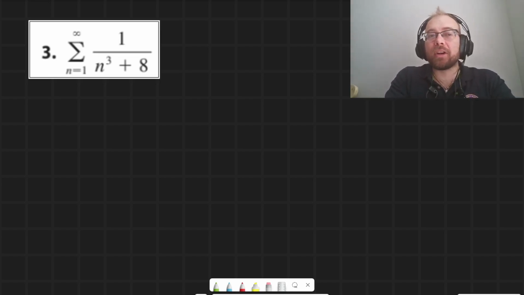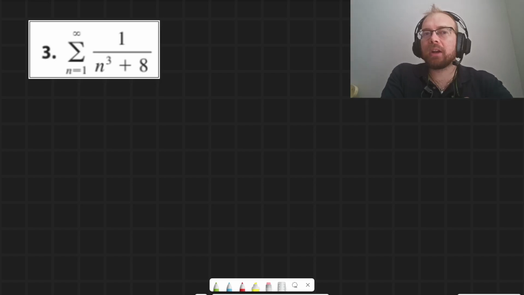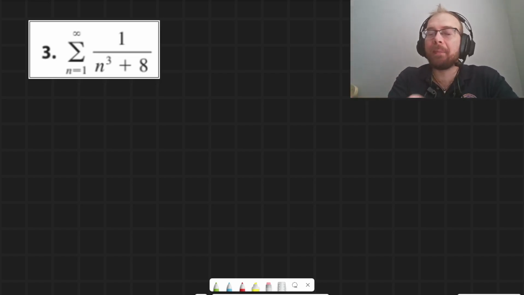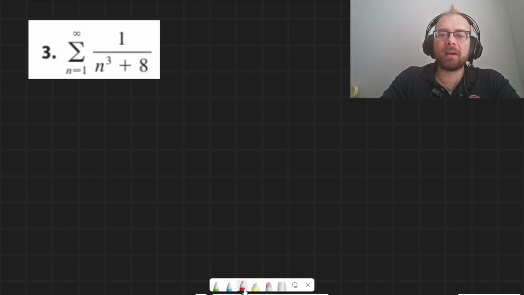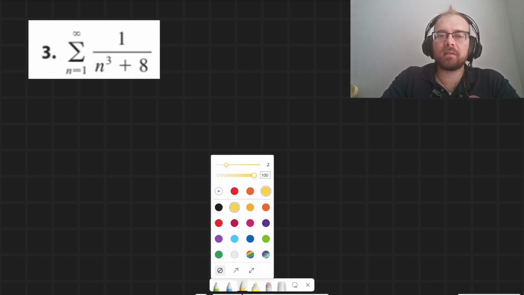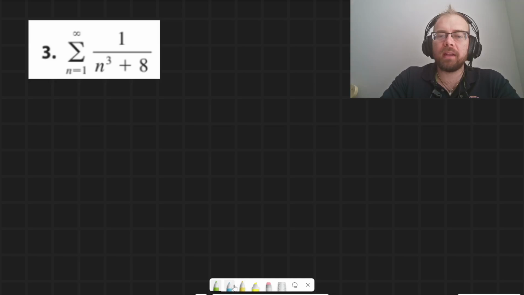This is going to converge. I know that for a fact. The denominator power is 3, and the numerator has a power of 0. So the denominator is more than 1 greater in degree than the numerator. This is definitely going to converge. But as far as doing it by the book here, we're going to use a couple different tests. So let me change. I like to use green, blue, and yellow usually. Some of my favorite colors.